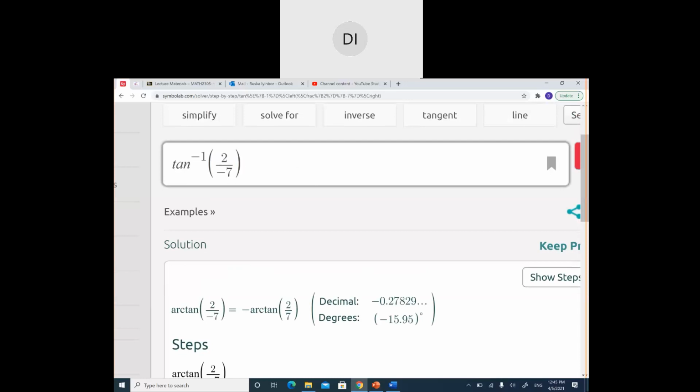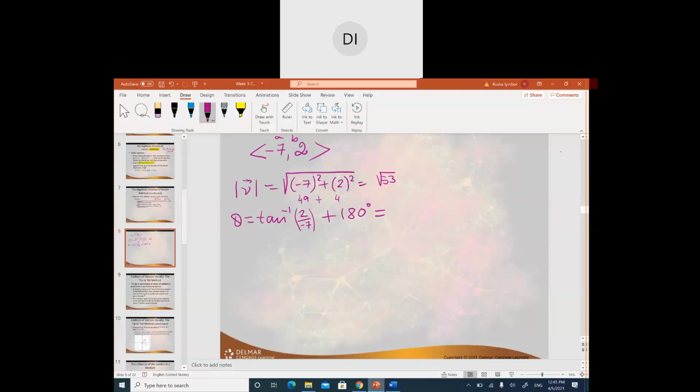So we're going to do negative 15.95 plus 180 degrees. What you get is 164.05 degrees. Okay? So this here, the tangent is negative 15.97 degrees. I'm just going to write it here to have it. Okay? Any questions?